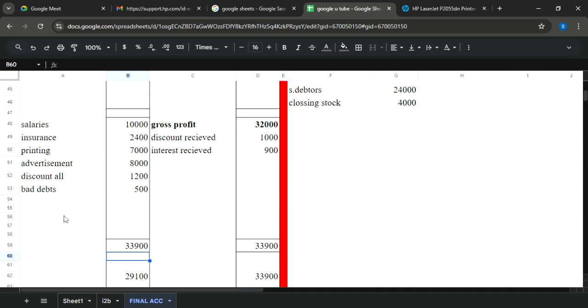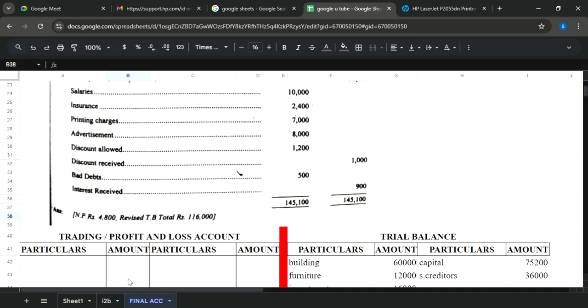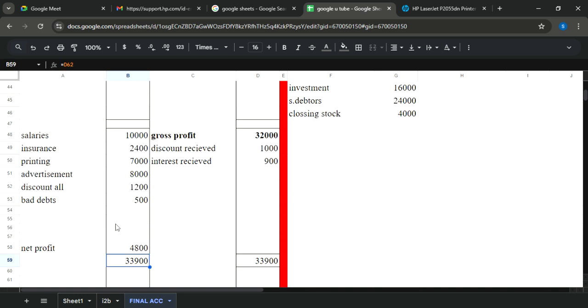Here you will calculate your balance, and you know that the profit and loss balance is called your net profit. And how will you calculate it? You will subtract the smaller side from the larger sum. Larger is 33,900 and you will subtract 29,100. So we have got our balance, and check it out. This was your net profit 4,800, and we have got 4,800 of net profit at this place.